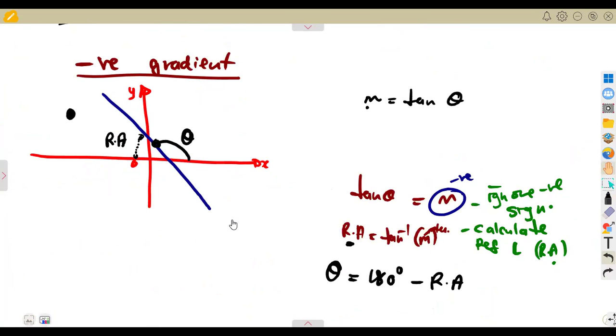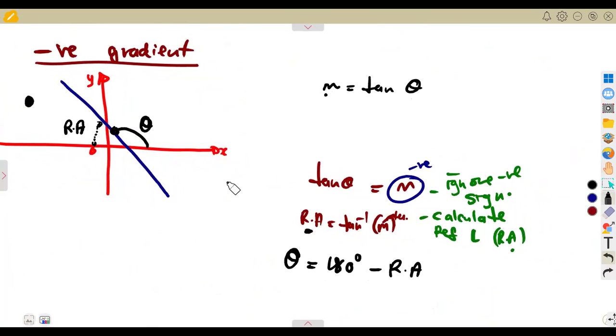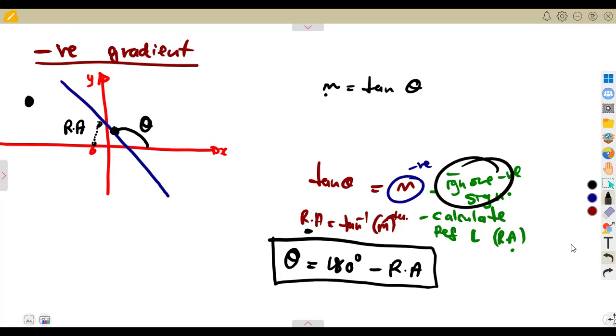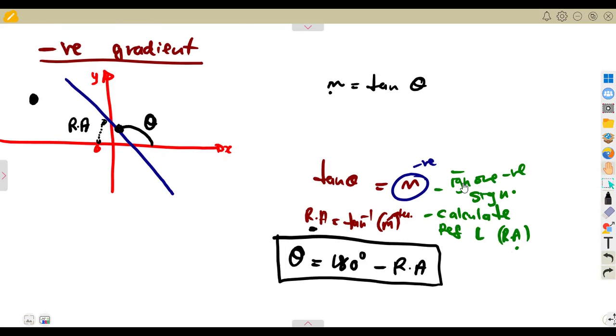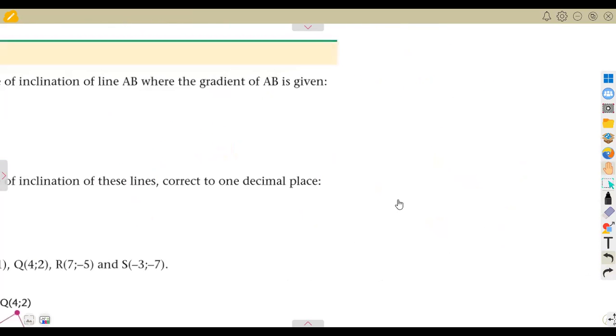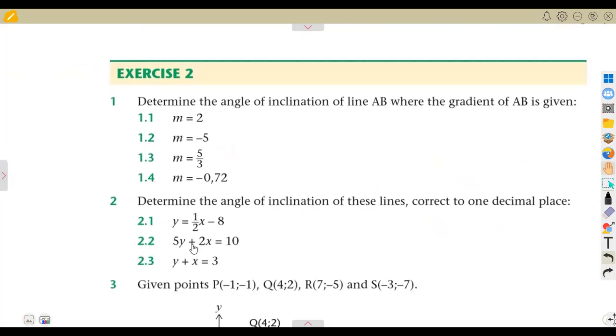But on a negative gradient, you make adjustments because of this. This is where it was taken from. So your theta will be equal to 180 degrees minus the reference angle, which is the angle that you calculated from arctan of the gradient, but ignoring the negative sign, meaning arctan of a positive.